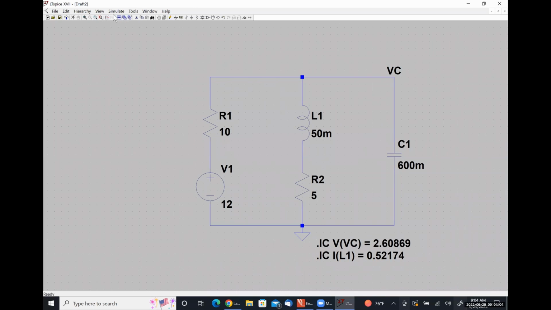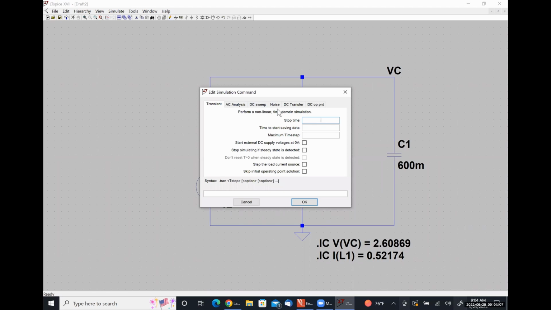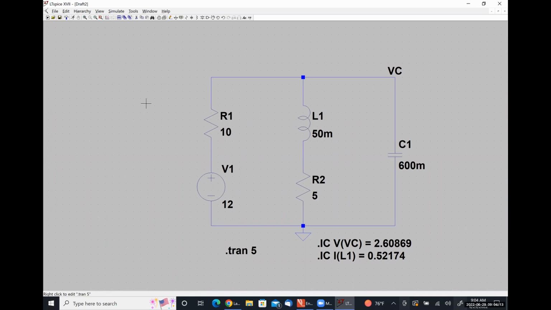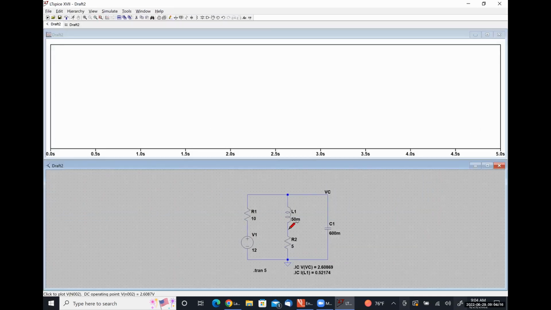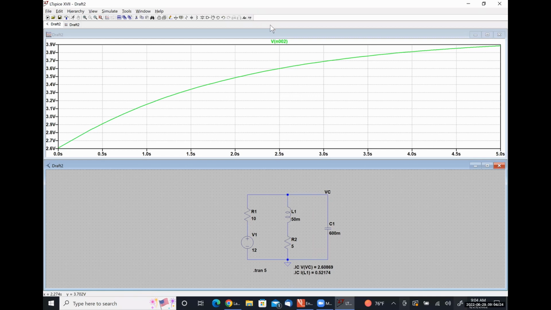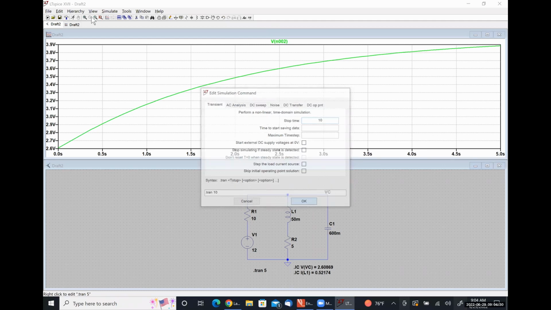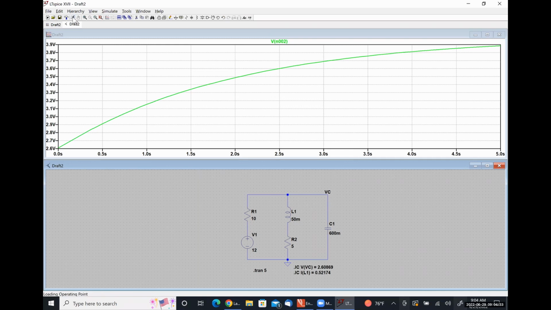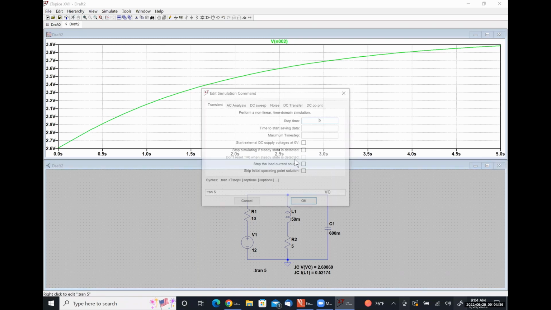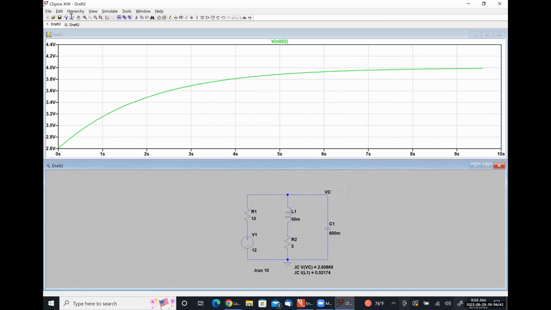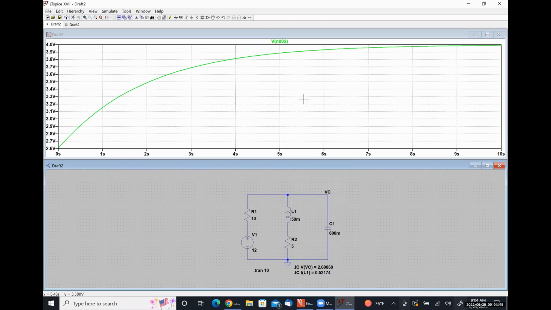Let's start with a transient. Let's look for 5 seconds, let's say, and then we'll edit from there if we need to. We're looking for the voltage drop over our 5 ohm resistor. It doesn't look like it settles in 5 seconds, so let's make this 10. Did not save my change. Okay. All right, that seems pretty reasonable.